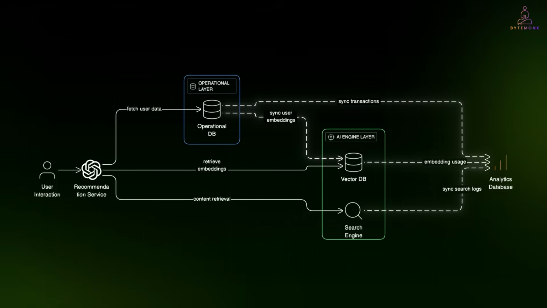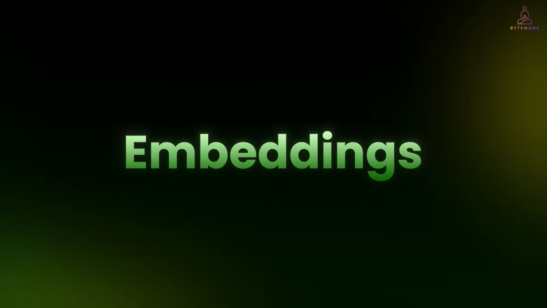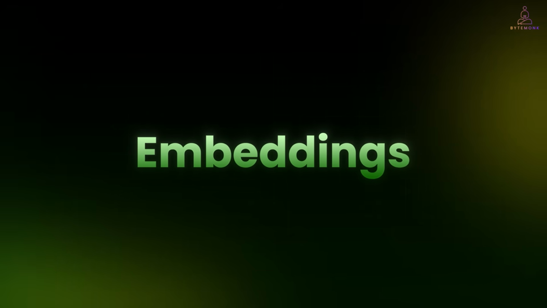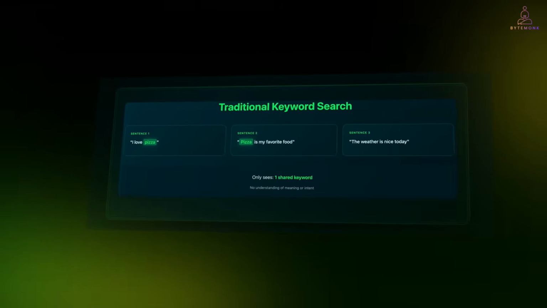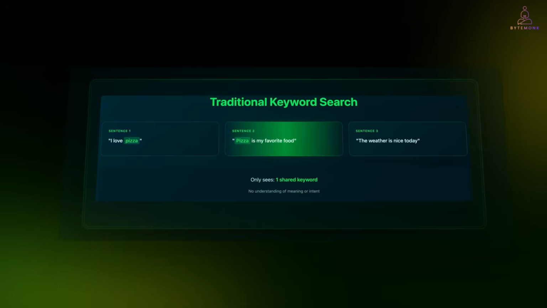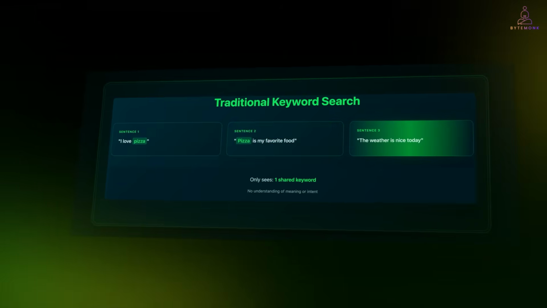Before we jump into code, let me walk you through how these systems actually work. Because if terms like vector embeddings and semantic search sound a bit abstract, I want to make them concrete. Let's start with embeddings, because this is the foundation of modern AI search. Say you have these three sentences. I love pizza. Pizza is my favorite food. The weather is nice today.